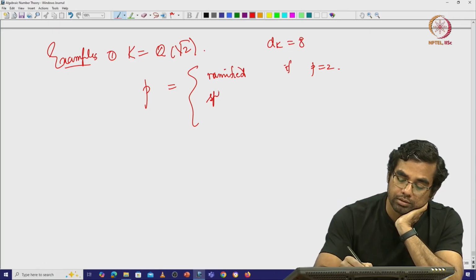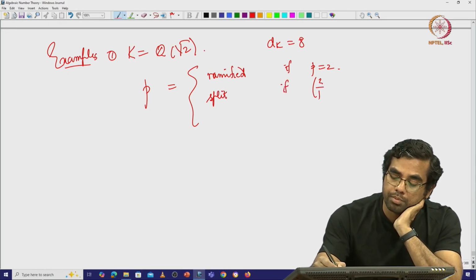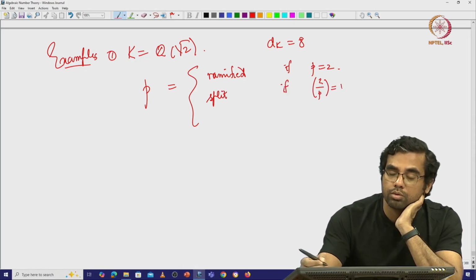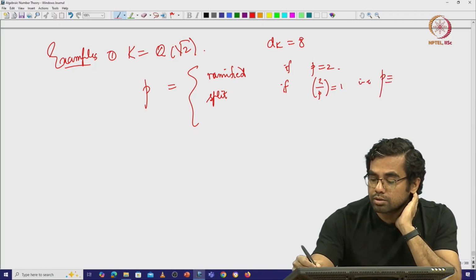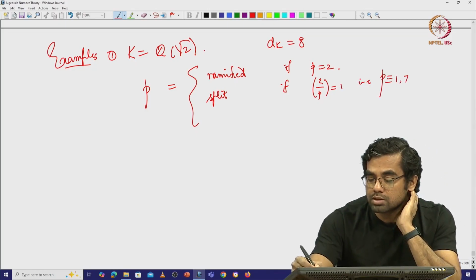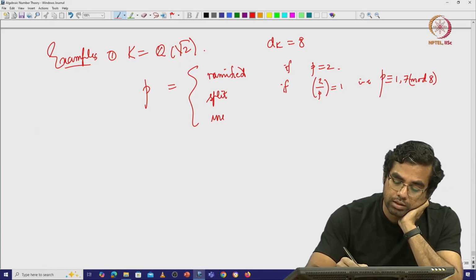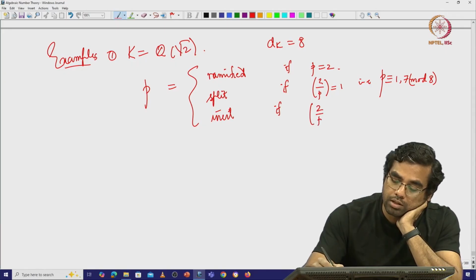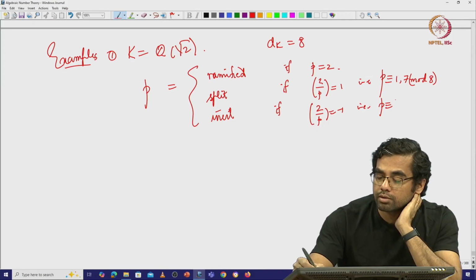P is split if (2/p) is equal to 1, i.e. P is congruent to 1 or 7 mod 8, and it is inert if (2/p) is equal to minus 1, i.e. if P is congruent to 5 or 3 mod 8.